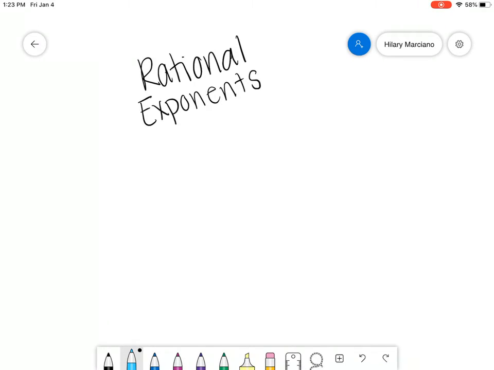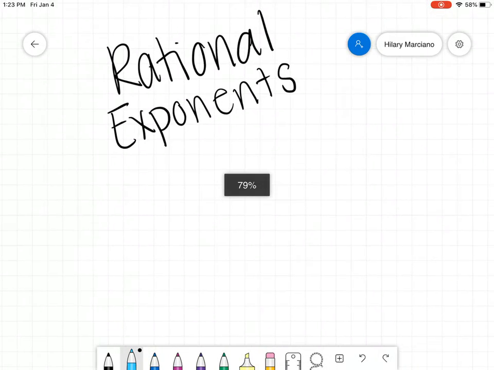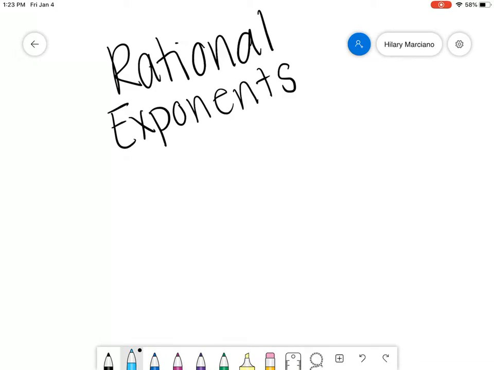So today we're going to talk about rational exponents, which are essentially exponents in a radical form or as fractions that we're converting to radicals. So the first thing we need to discuss is what is exponential form and what is radical form, because they're going to have us working back and forth between the two a little bit.